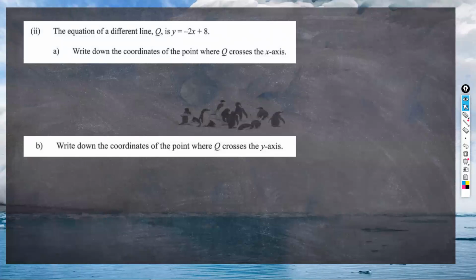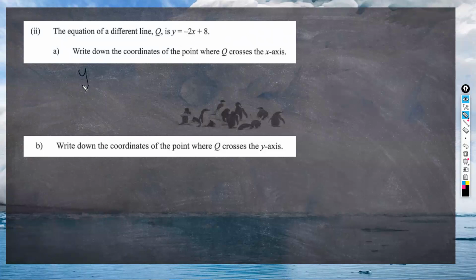But this one, everyone should be able to get this one. What they did in this question, they gave you the equation of a different line. And they want to know where it would cross the x-axis. In other words, they're asking you for the x-intercept. We just did a question like that one. Right? And B is just as easy. All right. So whenever we're trying to find the x-intercept, we have to replace the y with 0.